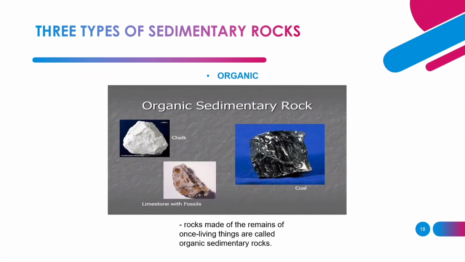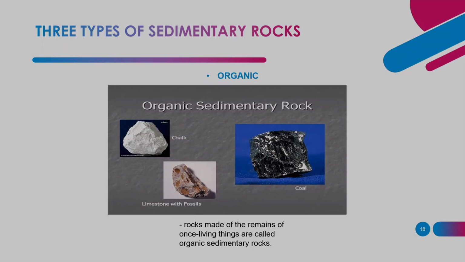Third one is the organic. These rocks are made of the remains of once living things. Organic sedimentary rocks are those containing large quantities of organic molecules. Organic molecules contain carbon, but in this context we are referring specifically to molecules with carbon-hydrogen bonds, such as materials from the soft tissues of plants and animals.